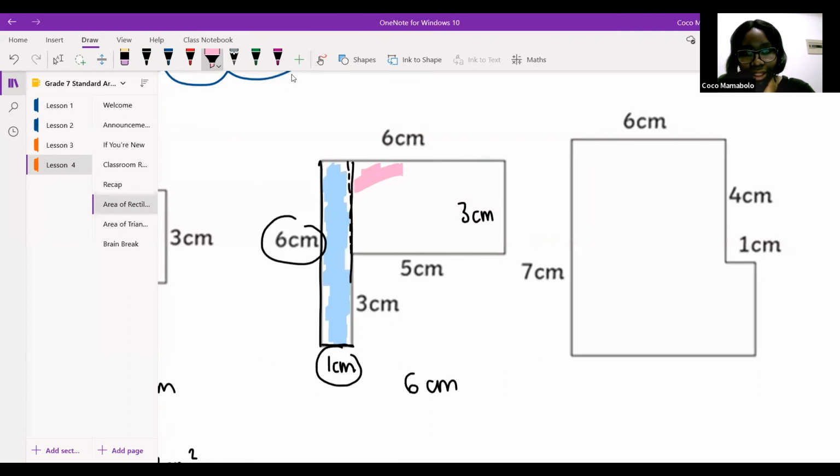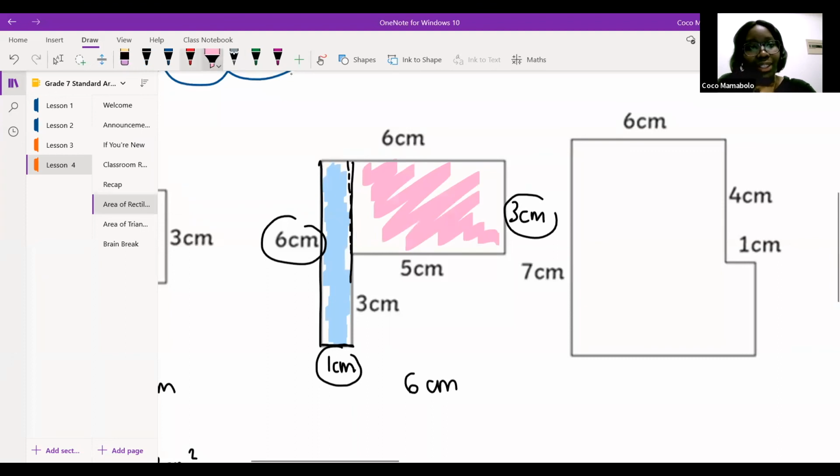What about this one over here? Which two sides are we going to use? 3 centimeters. Good, I'm going to use 3 centimeters. Let me write it on the outside. The 3 centimeters and the 6. Okay, now if I use the 6 centimeters, what you're telling me is that my rectangle is all the way over there. Is that where my rectangle is?